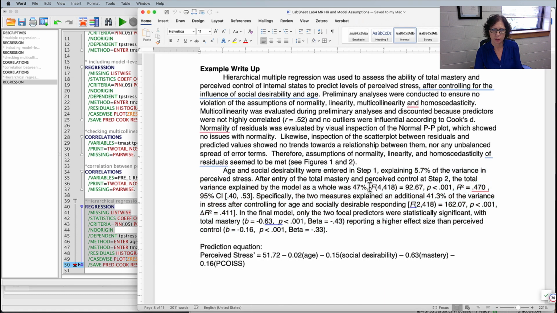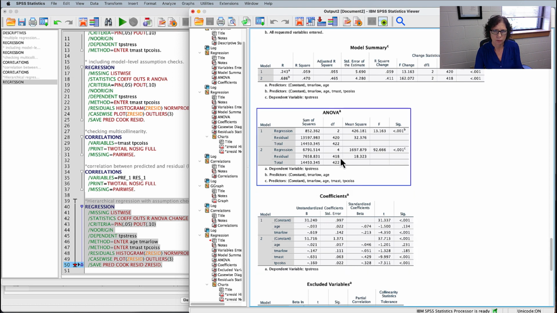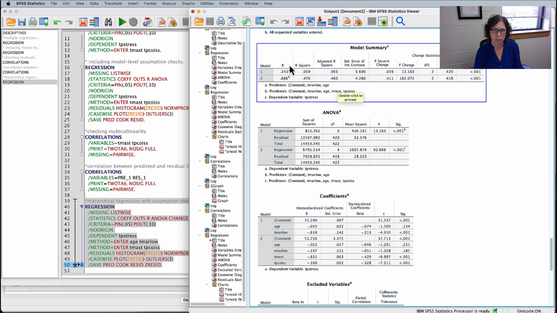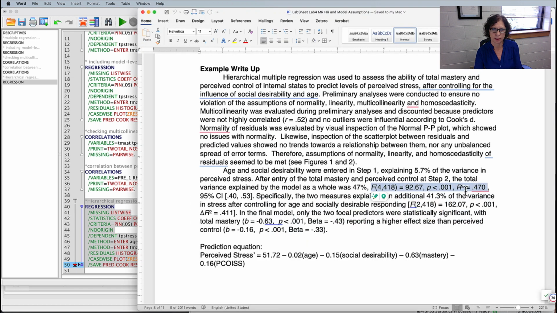And there's our F line for Model 2, right? So 2, 418, 92.67, significant. That's where we're getting the information for that stats line right there. And again, we have to go to Daniel Soper to get the 95% confidence interval for Model 2.